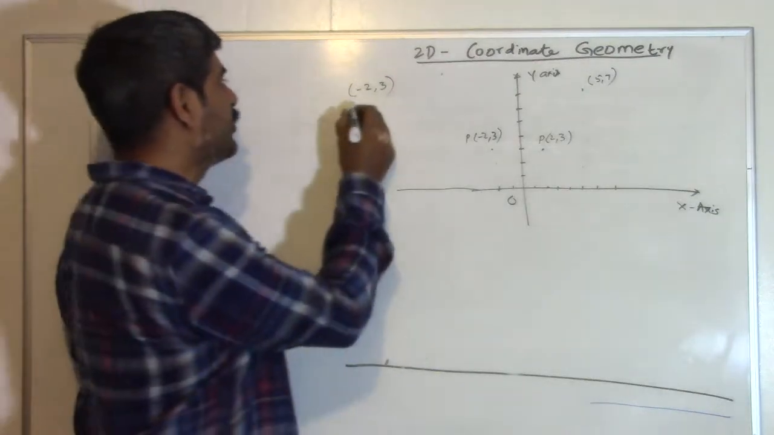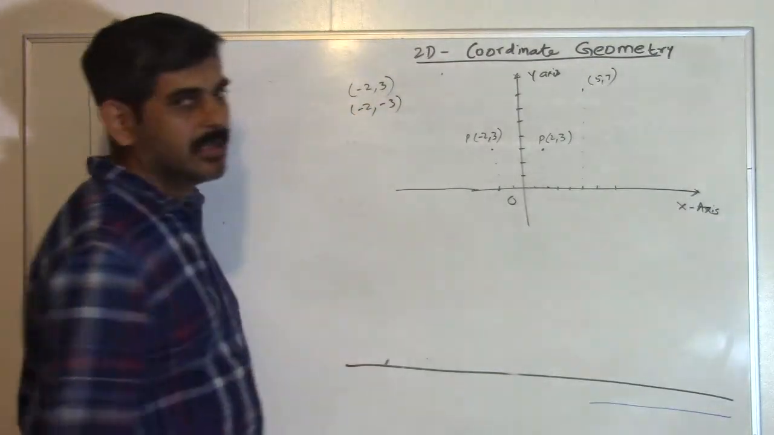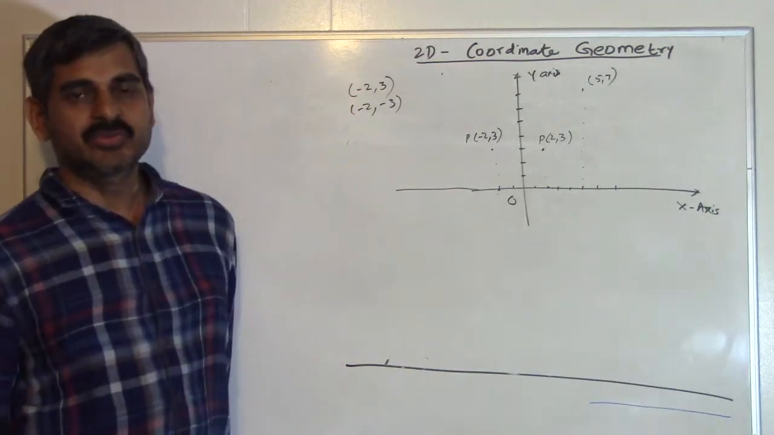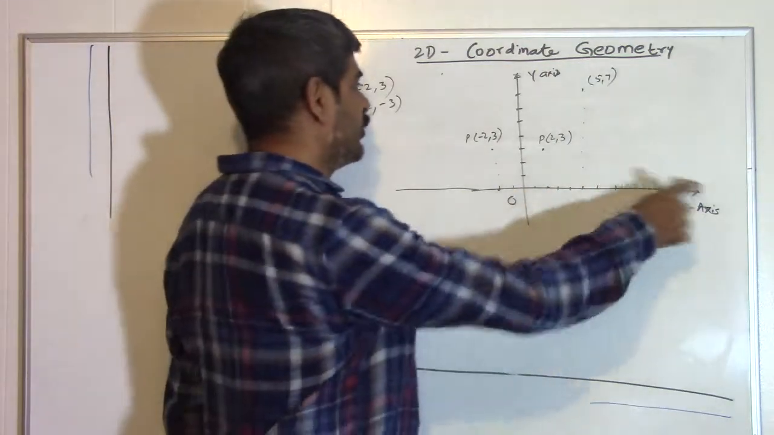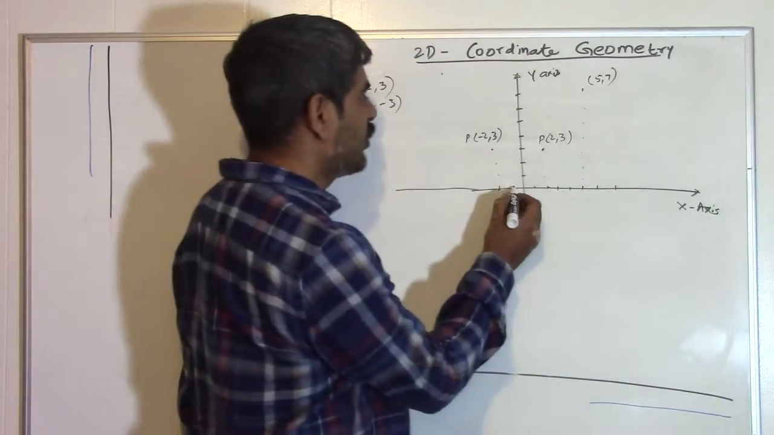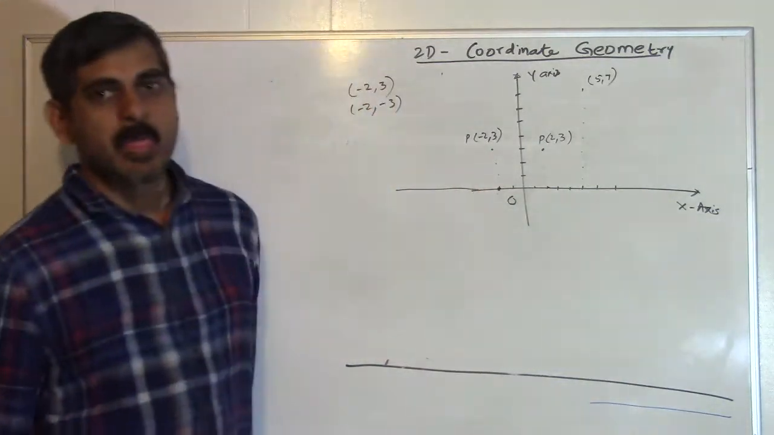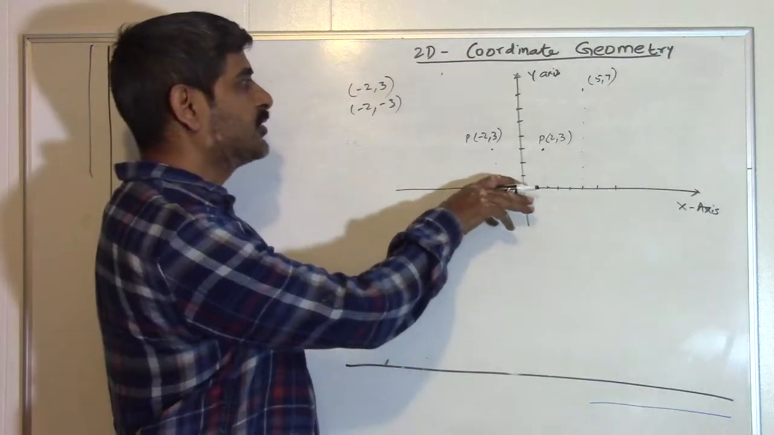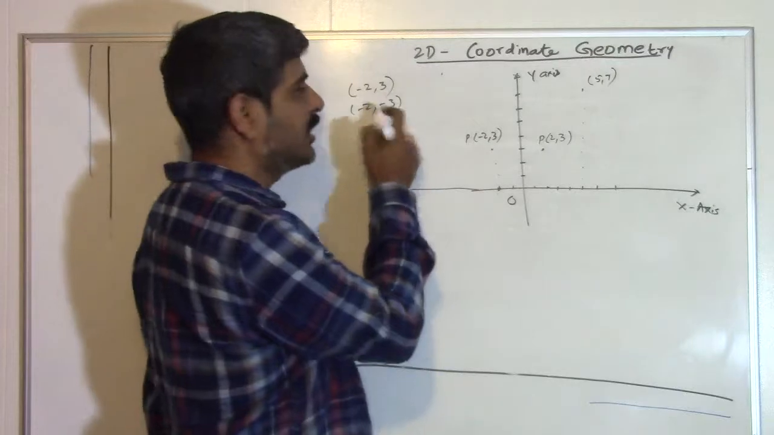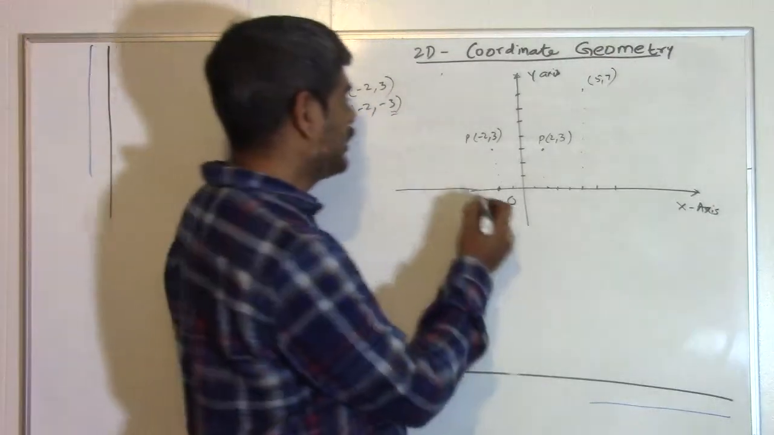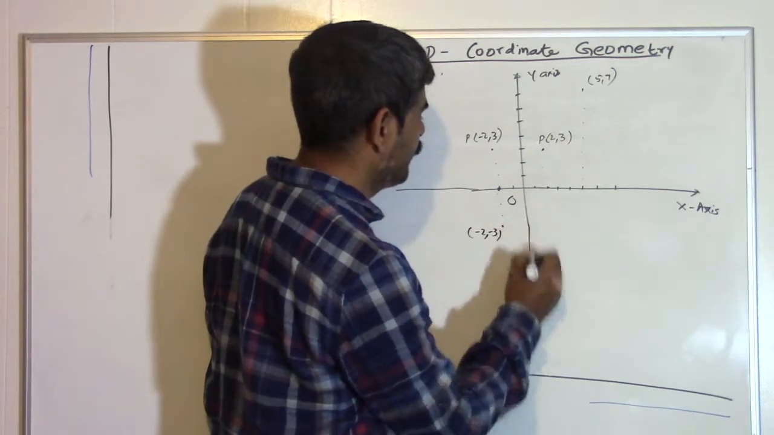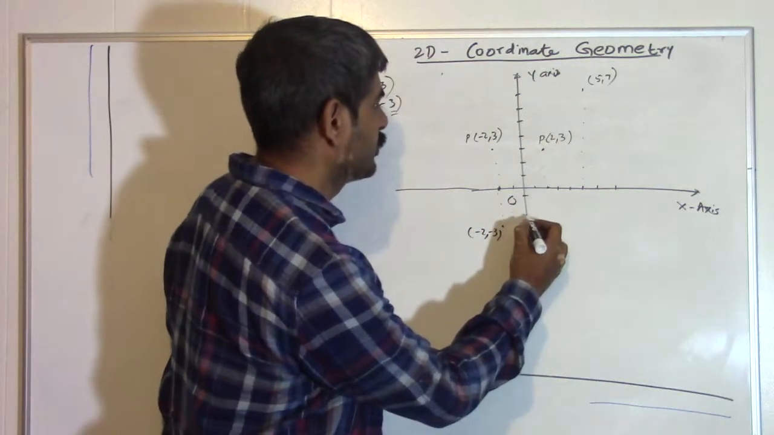If I am asked where is minus 2, minus 3, then again the same thing. Let's take the x first. It is minus 2 here. For positive, we have to go here, and for negative, we have to move in this direction. So minus 2 is 1, 2, here. And then minus 3: for positive y we go up, for negative y we go down. The second number indicates the direction in the y. So minus 3 will be 1, 2, 3. This point will be minus 2, minus 3.